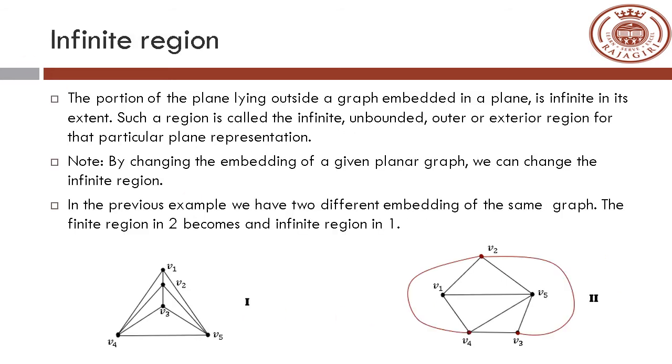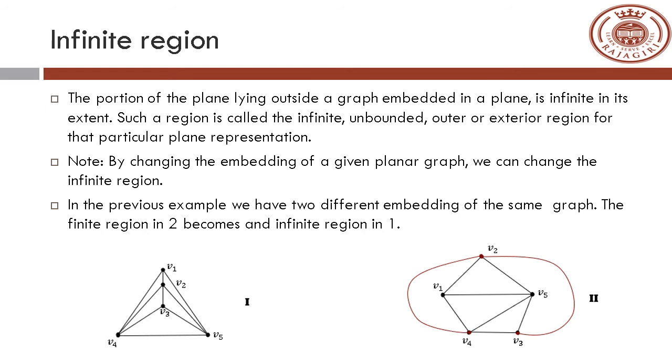Now, the definition of infinite region. The portion of the plane lying outside a graph embedded in a plane is infinite in its extent. Such a region is called the infinite, unbounded, outer or exterior region for that particular plane representation. By changing the embedding of a given planar graph, we can change the infinite region, which can be illustrated by the following example.